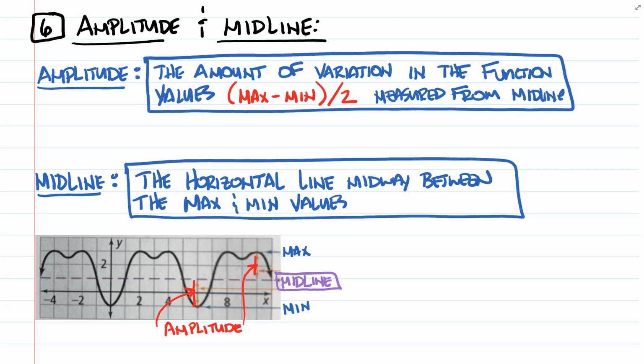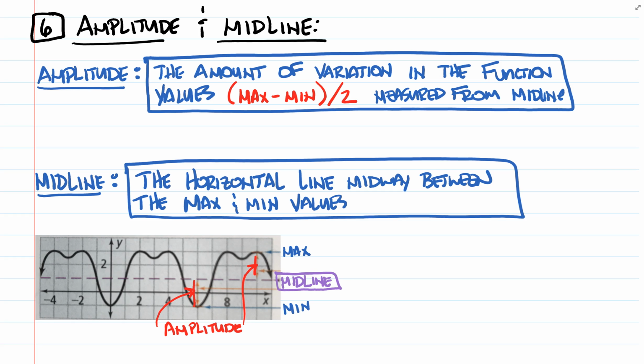Okay, box number 6, we have more words for you. Here are the words. We're going to talk about amplitude and midline. First, amplitude is the amount of variation in the function values. So it's measured from the midline. What that means is basically if I have a midline, how far to the top can I go and how far to the bottom can I go? The way that you calculate it is you take the difference of the max and min and you divide it by 2. It's basically the average. That's what the amplitude is called, okay?